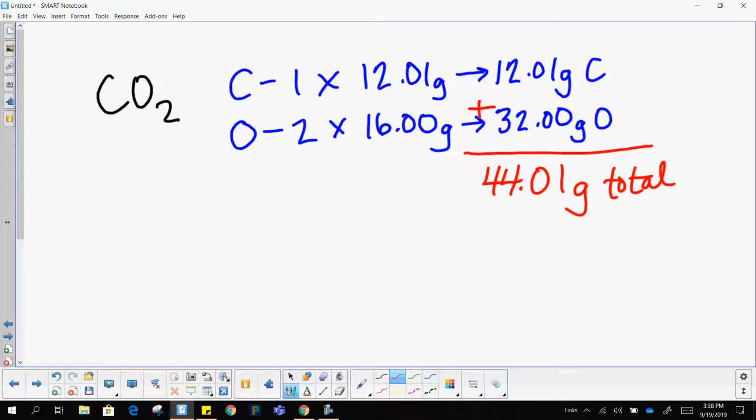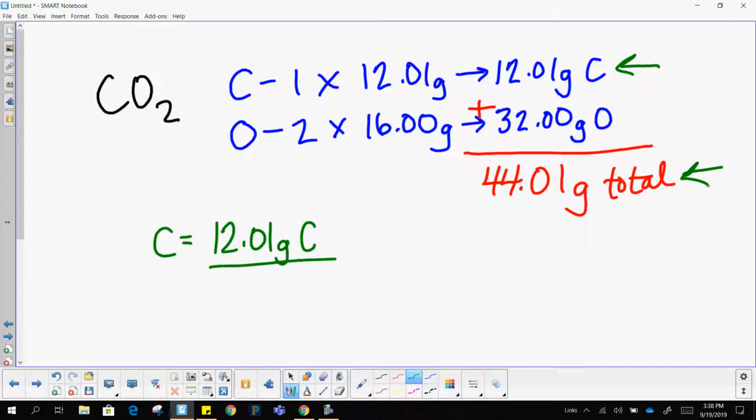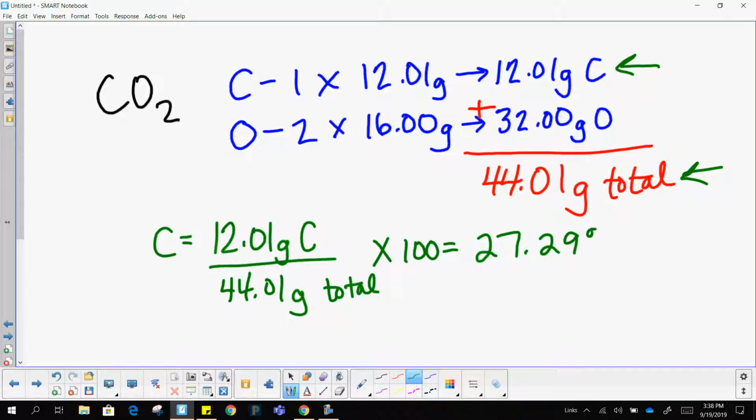So what we want to do when we do our percent composition is look at carbon in particular. If I want to know the percentage for carbon, I'm going to take the mass of that carbon, since there was only one of them. We said we had 12.01 grams of carbon, and now I'm going to divide it by the total compound mass, which is 44.01 grams total. I'm going to then multiply that answer by 100, and that is going to be my percentage. So for carbon, this actually comes out to 27.29% carbon by mass.